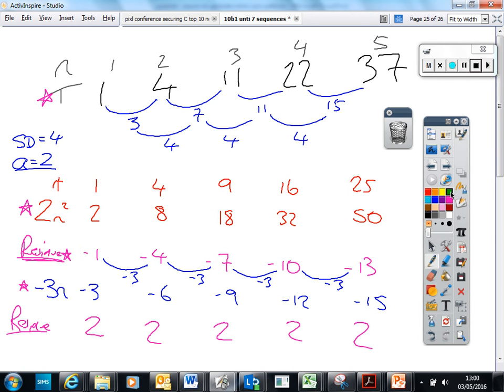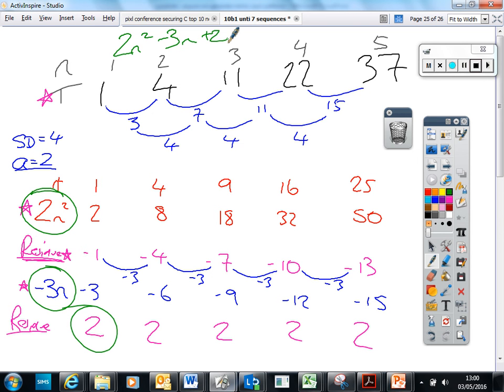So our nth term for this quadratic sequence is 2n squared minus 3n plus 2. And that is how you find the nth term of any quadratic sequence.